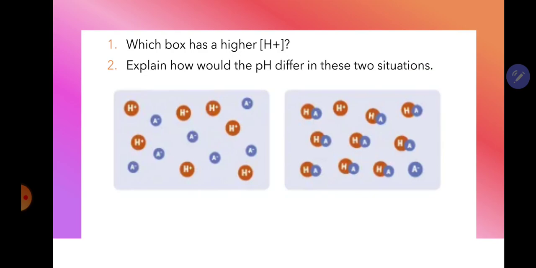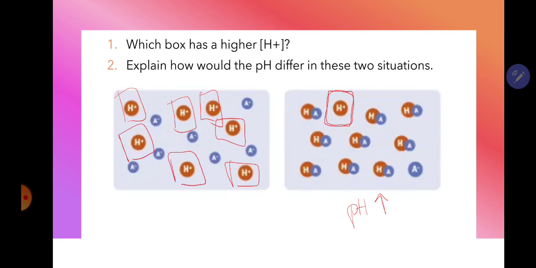So let's think about this on a particle level. Which box has a higher concentration of hydrogen ions, and how does this change the pH? Let's see, the box on the right, there's only this hydrogen right here. So when my hydrogen concentration is low, my pH is high. This one has a whole bunch of hydrogen ions. And when I have a lot of hydrogen ions, my pH is low. I'm super acidic.